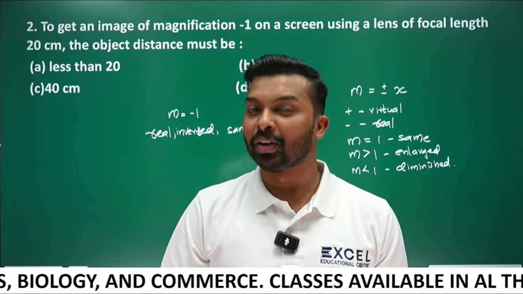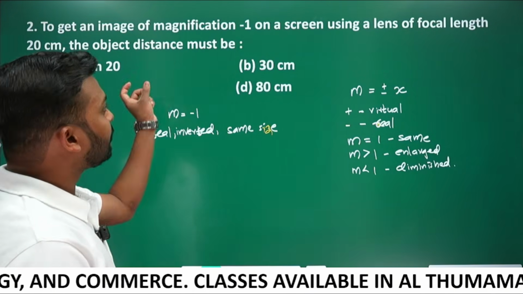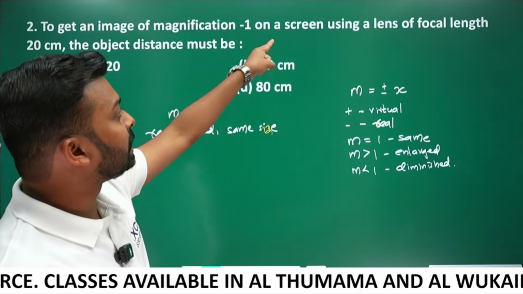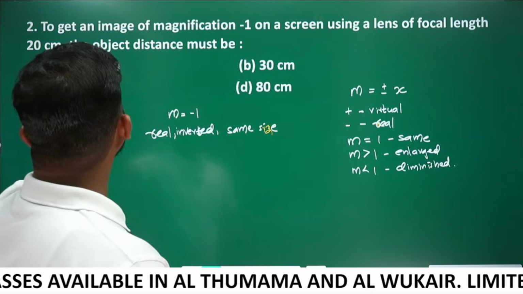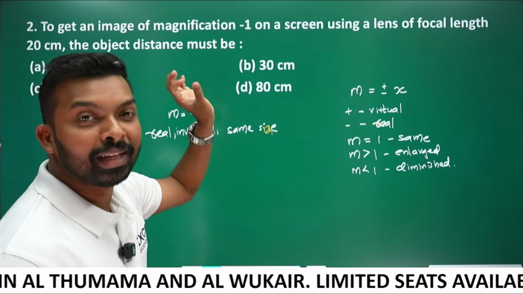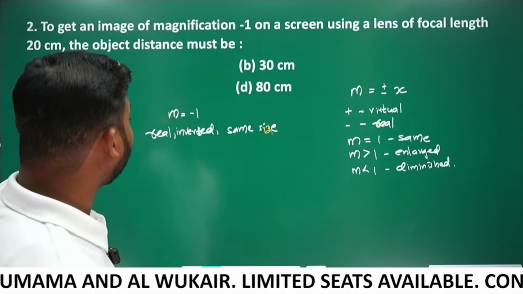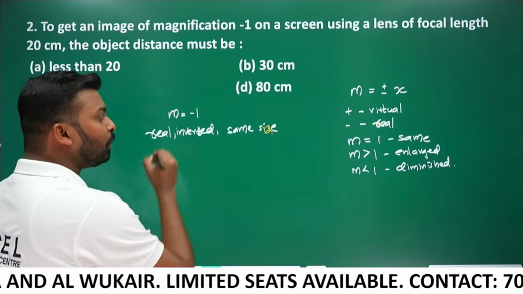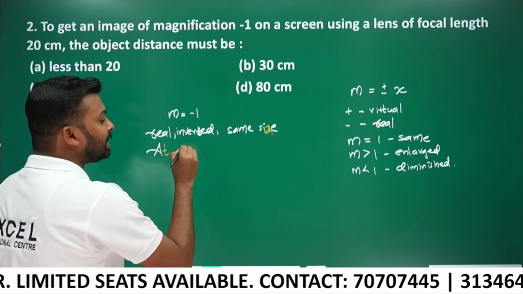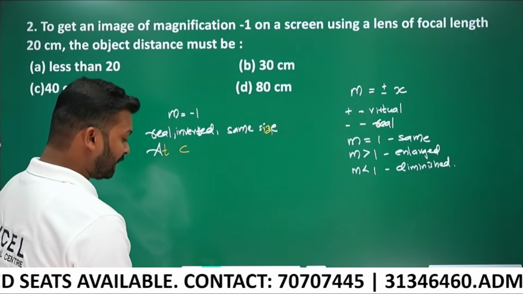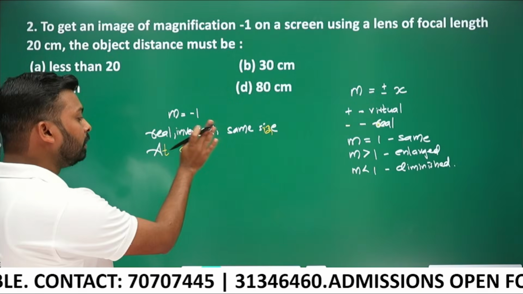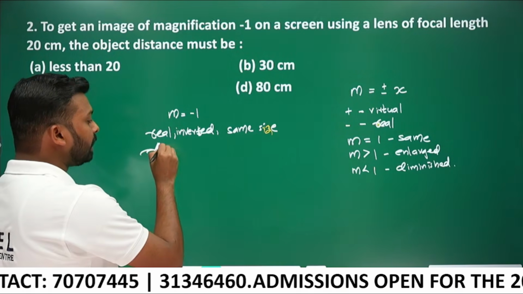Concave. Okay or not? So let's go for what is the question fully here. To get an image of magnification -1 on a screen using a lens of focal length 20 cm, the object distance must be. So we have to get the magnification equal to -1. When will you get the magnification equal to -1? When the object is kept at C. Okay, so the object is kept at C.